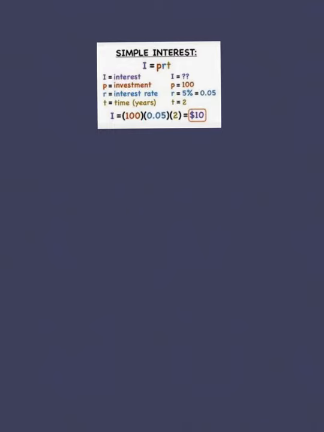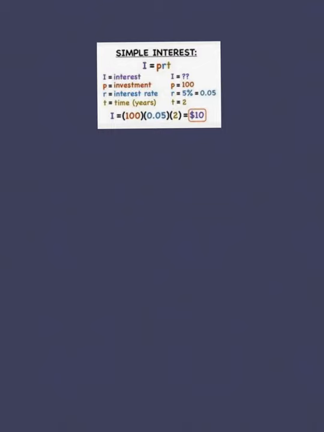So let's see here. Here's a problem. Okay, they want you to calculate the interest. You borrow $100. They're going to charge you 5% interest, and you're going to pay it back in 2 years. How much interest are you going to be charged? Well, if you put those numbers into the formula and you multiply, the answer is going to be $10.